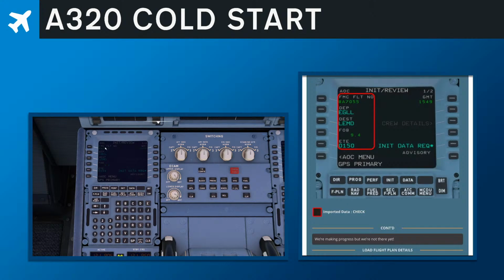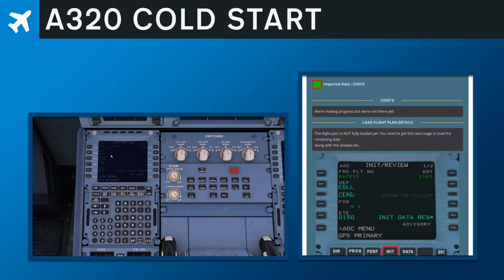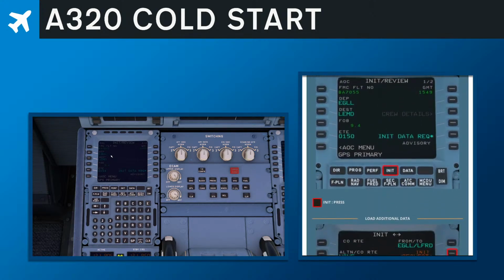Now what we want to do here is just have a look at the data, just to see what's going on there. So it's, you know, it's as expected. So Heathrow to LEMD, and there's our flight number as well. So this is all good stuff. So we can now tick off imported data, check. Right, so next thing we need to do is press init, which I believe is initialize.